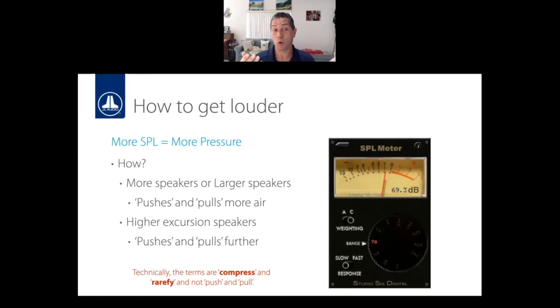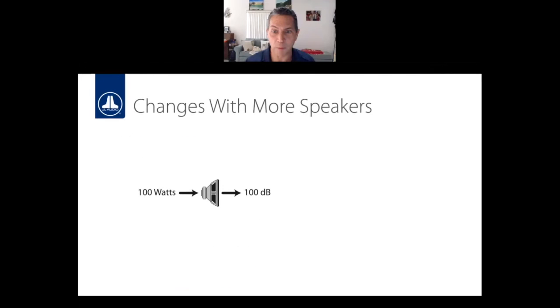Now, the devil's in the details, of course, so we're going to break it down one by one. First thing we're going to do is change the number of speakers, or how we do this. And really what we're looking at here is a change in piston size.